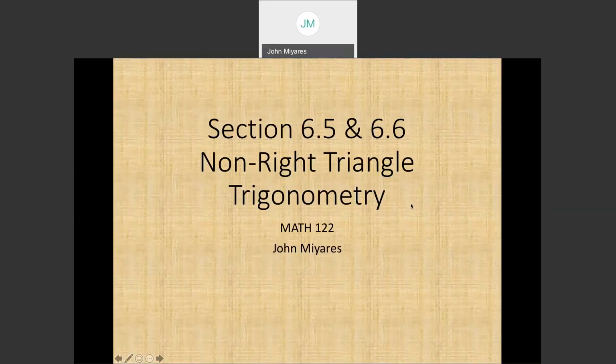Hello, this is John Miyares, and now that we've had a chance to explore the trigonometry as it applies to right triangles, we're going to be looking now at how we might solve non-right triangles.